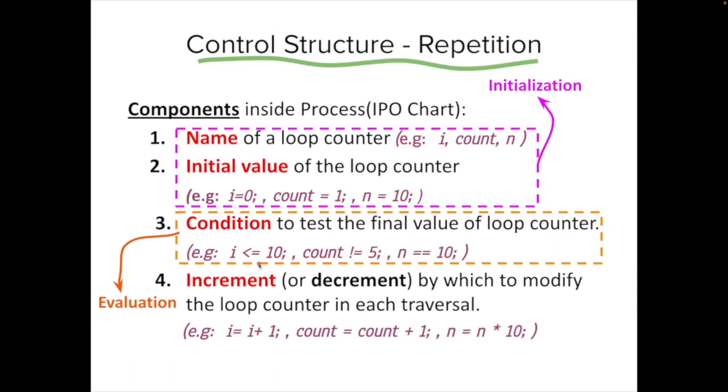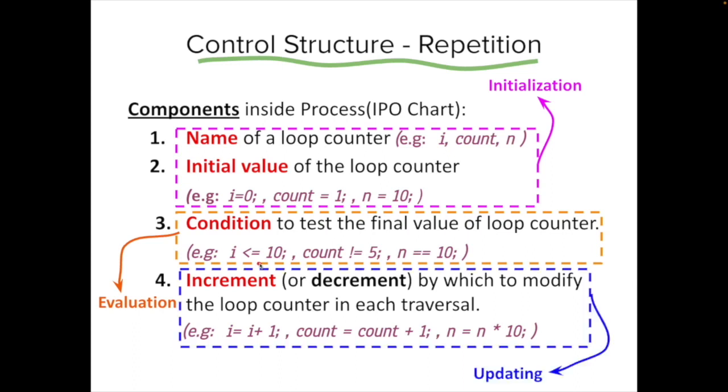Basically akan ada satu condition di mana kita guna untuk evaluate loop tu. And the last but not least is increment. Increment ni maksudnya kita update value counter kita ni. Contohlah, awak dah pusing sekali, jadi awak nak update value tu, kenalah ada updating ni. Kita panggil increment ataupun decrement. For now, just take note. Kita akan ada initialization, evaluation dengan updating.